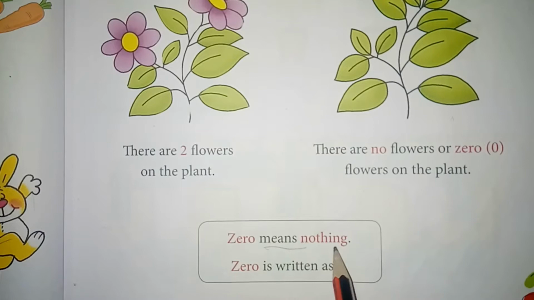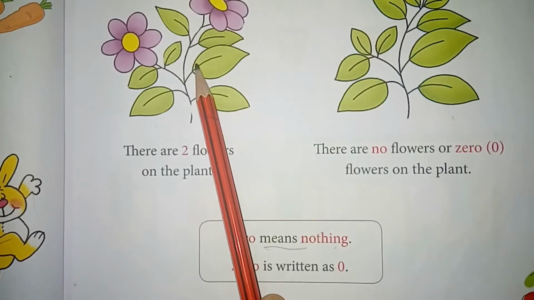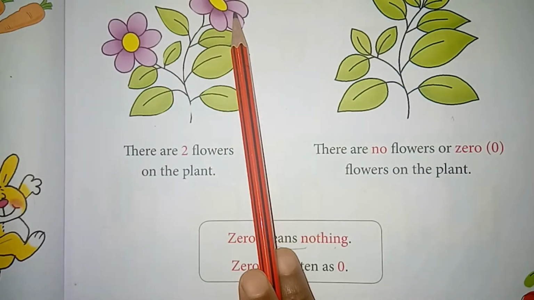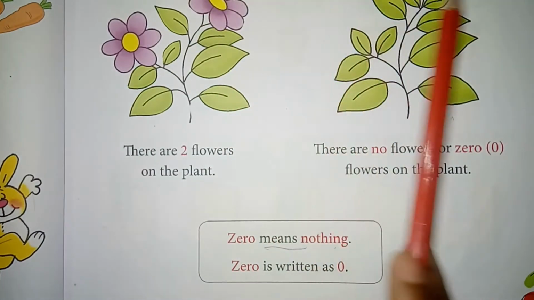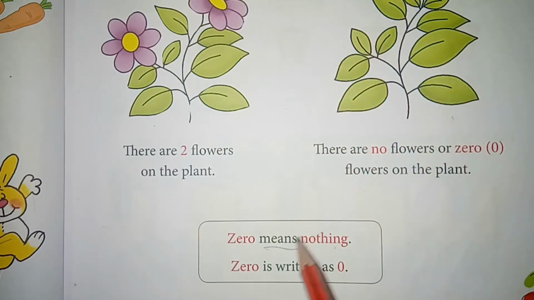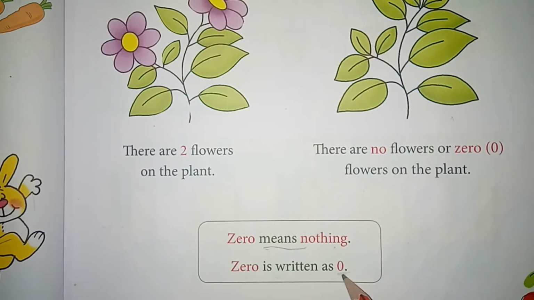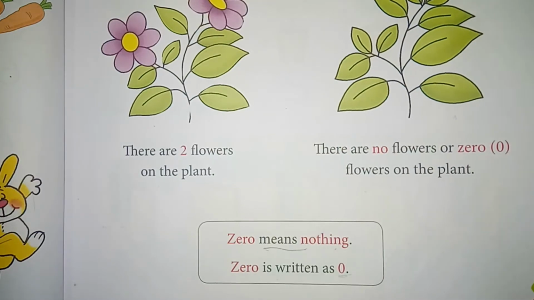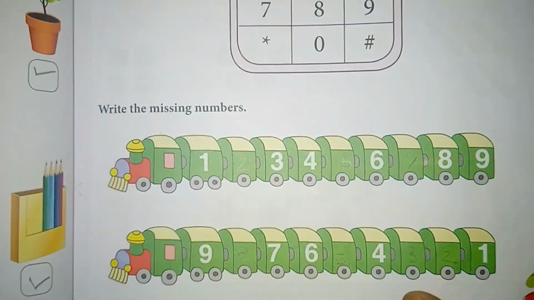0 means nothing. What is 0, dear student? 0 means nothing. Here in this picture, 2 flowers are there, and here in this picture, no flowers are there. It means the 0. Yes, 0 means nothing. This is how 0 is written. It is written like this. Understood? Now come to page number 76.